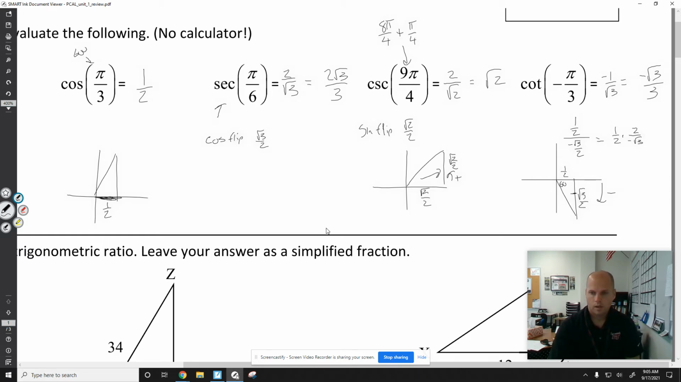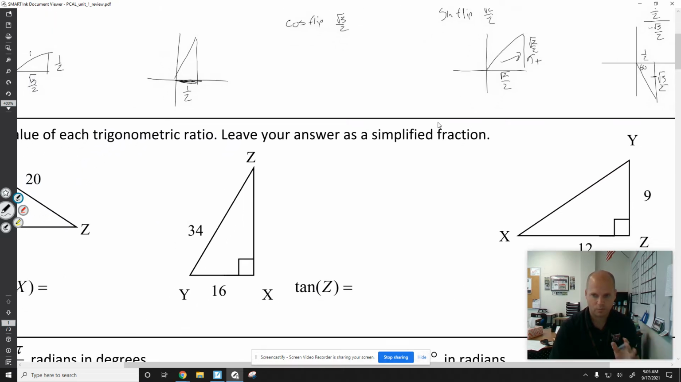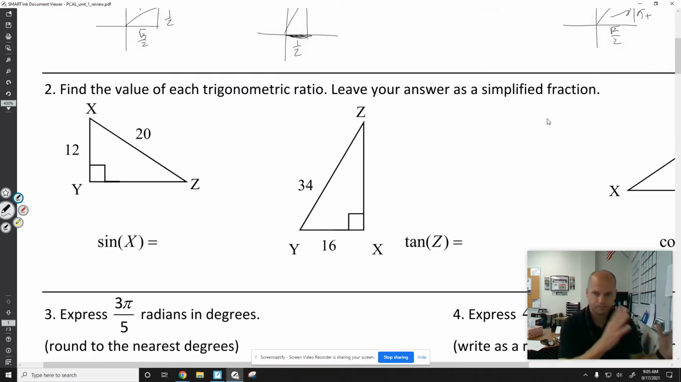Okay? We should have practiced lots and lots of those, but a lot of the questions I worry about are the questions from the past lessons, trig questions. So here we go. We have some triangles, 12 something, 20.